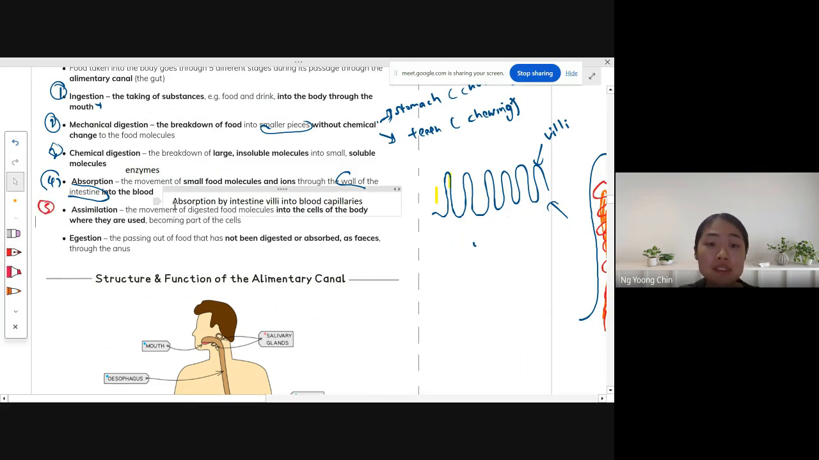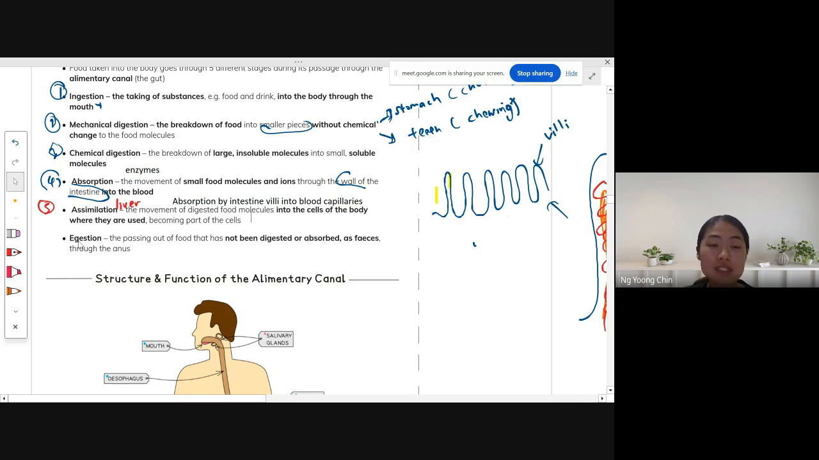Assimilation is a process that happens after the nutrients enter the intestinal villi and reach the liver. Assimilation happens in the liver, you can note that down, because the liver performs most of the metabolism, which is carbohydrate, protein, and lipid metabolism. So assimilation means the movement of digested food molecules into the body cells where they are used. The nutrient molecules, which are amino acids, glucose, and fatty acids, now become part of your body cells.